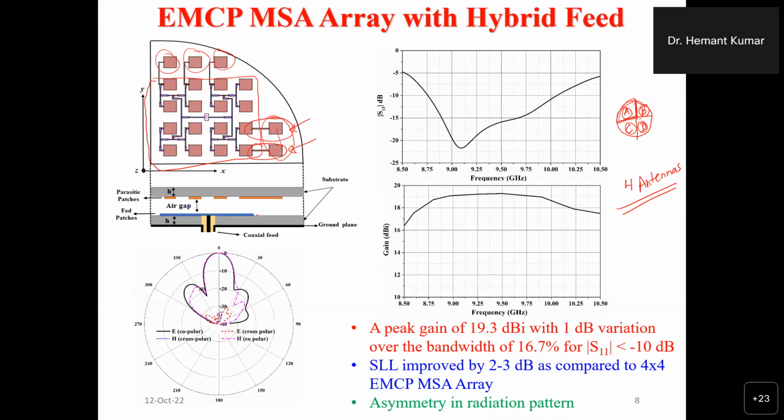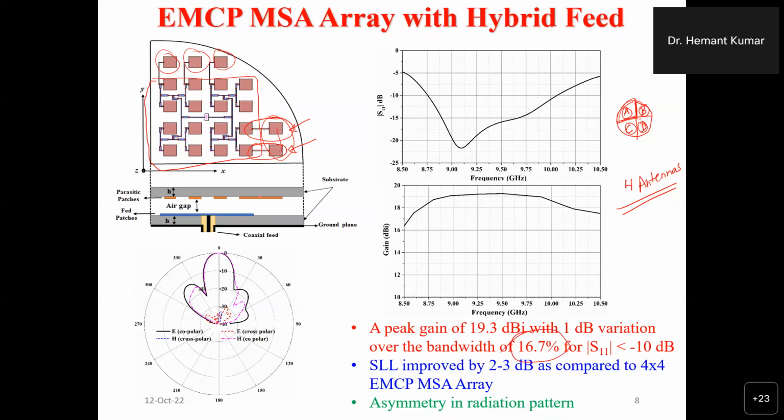Here we have added two elements. So if you see after adding these elements, the bandwidth is approximately the same as we were getting, because we have only added these elements at the end, and these elements are only added at the parasitic layer, not at the active layer.